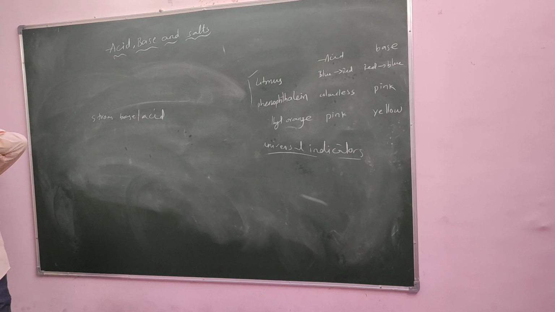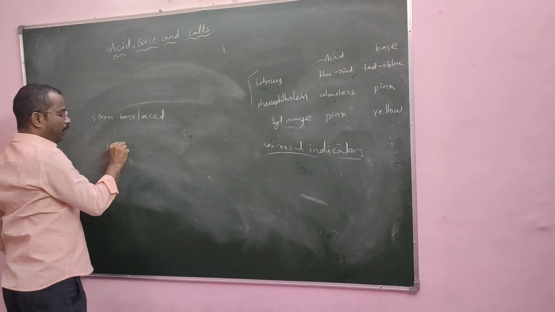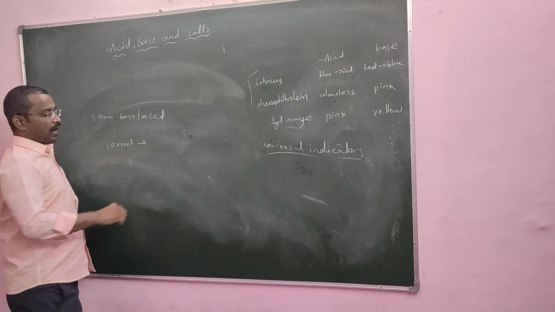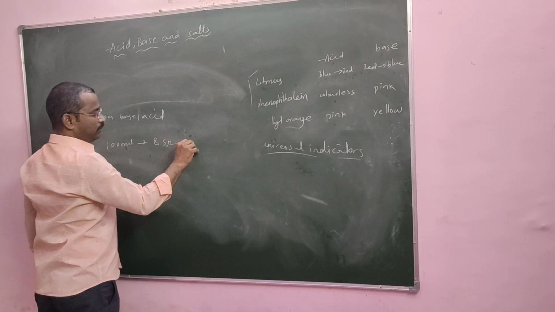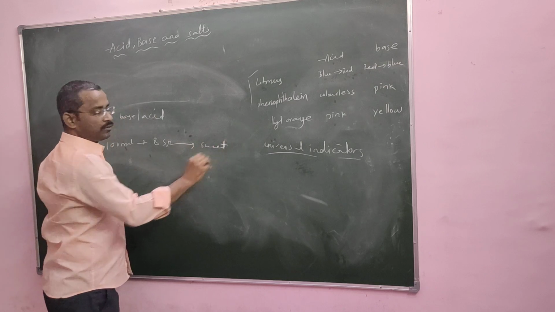Initially you have added 7 teaspoons, so it is more concentrated and the sweetness is going to be more. But when you add 1 spoon, 2 spoons or 3 spoons, the sweetness is going to be less. For example, 100 ml of milk with 8 spoons of sugar, the sweetness is going to be more.